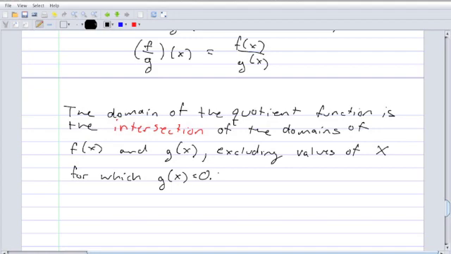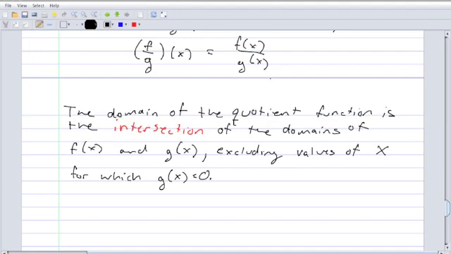Why? Because whenever you have a fraction, you never want that bottom to be 0. So you find the domain of f, you find the domain of g. Take their intersection, and be clear about what you mean by their intersection. It's going to be the intersection, but you'll also have to throw out anything that makes g of x 0. Okay? So any x value that makes g of x 0, you have to throw those answers out.